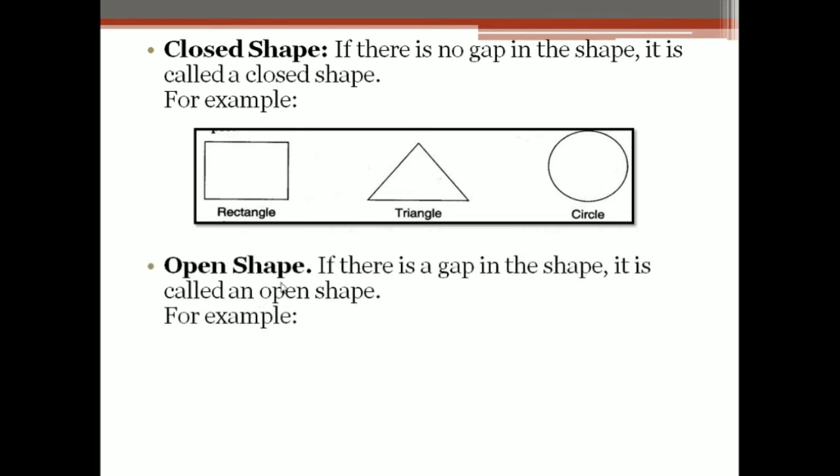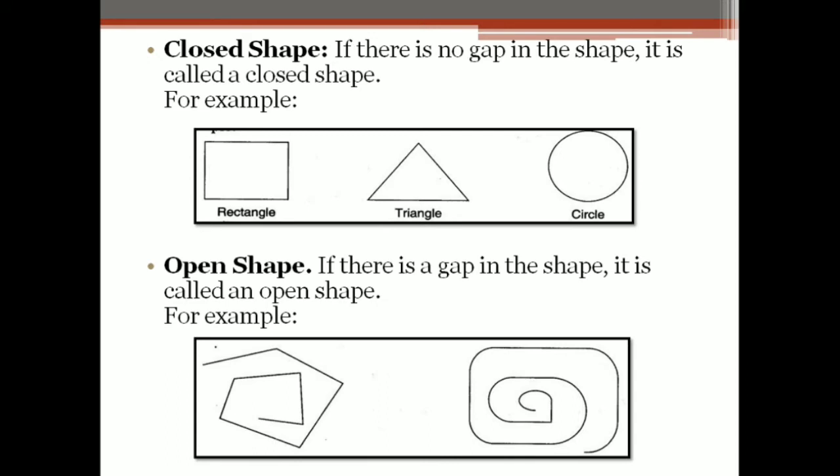Now, open shape. What are open shapes? If there is a gap in the shape, it is called an open shape. For example, try to observe the figure. You can see that there is an open gap, right? So it is known as an open shape. I hope the shapes are clear to you all. Shapes are of two types, closed shape and open shape. In a closed shape there is no gap, while in an open shape there is a gap.